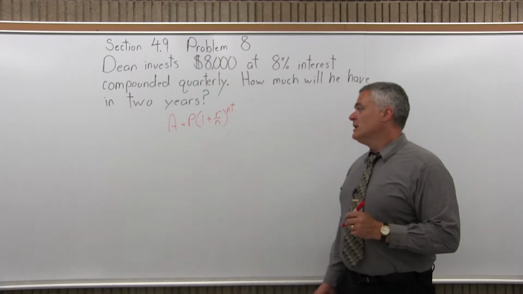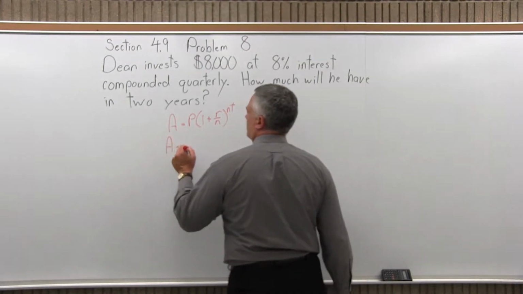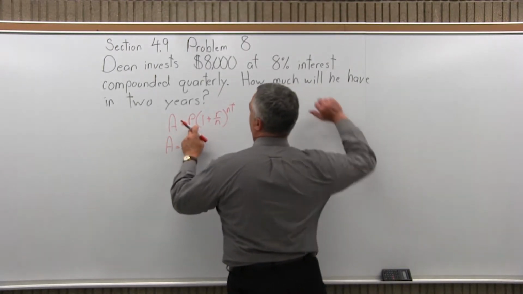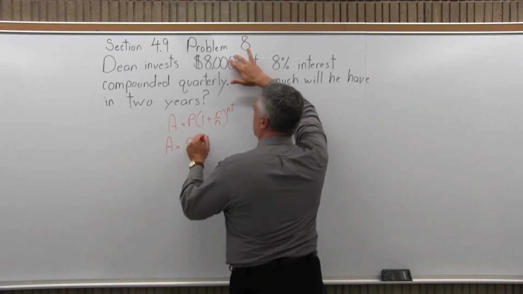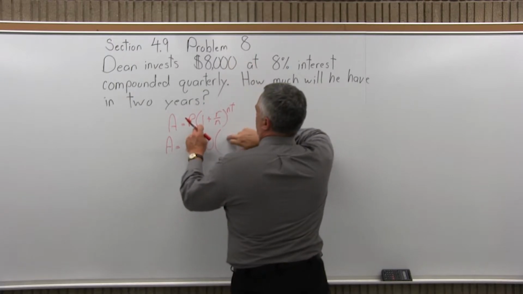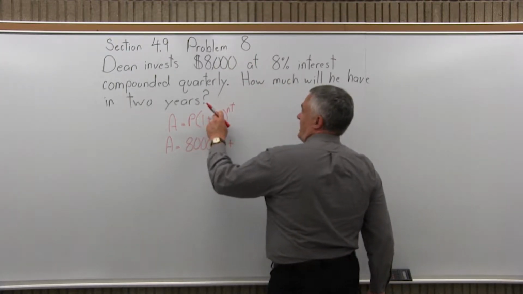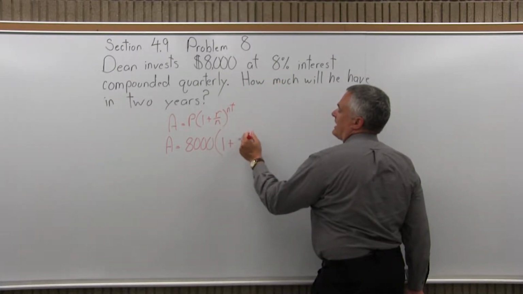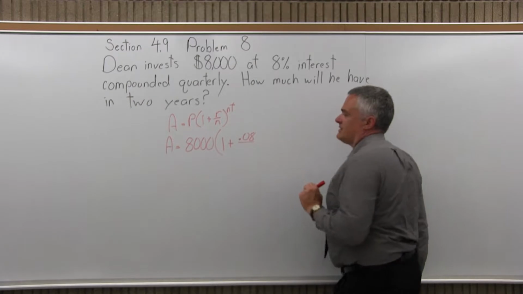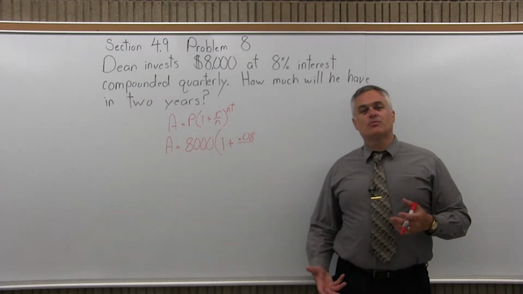That's the formula. Now, as you fill it in, A is the amount that you get at the end of the investment. P is the principal or initial investment, which for this problem is $8,000. Start the parentheses. You have 1 plus R, the rate as a decimal. So 8% goes in as 0.08. You can't just put an 8. It has to be a decimal. That's very important.